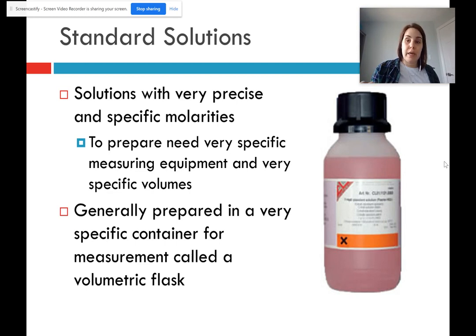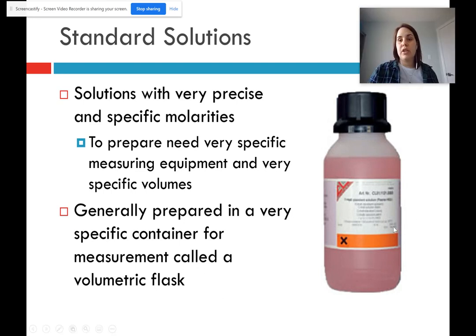These are prepared using very detailed and specific measuring equipment with very specific volumes. So you can have a really high degree of confidence that if it says it's only 1 mole per liter, in exactly 1 liter, there's going to be exactly 1 mole. Okay? So it's often measured in a very specific container for measurement called a volumetric flask.